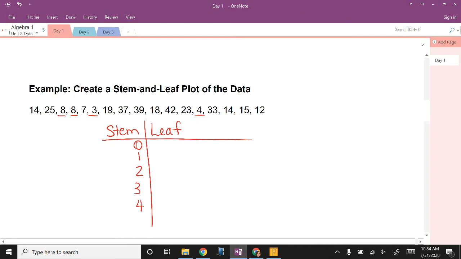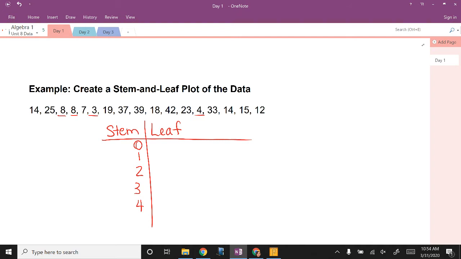So for my leaves, what you do is you space out the numbers for your second place value. You put them in order from least to greatest. And if they are repeated in the data, then you also need to repeat them in your table. So my lowest of my single digits, I have 8, 8, 3, and 4. I've already underlined and recognized those numbers.